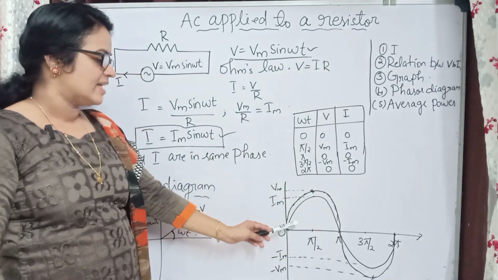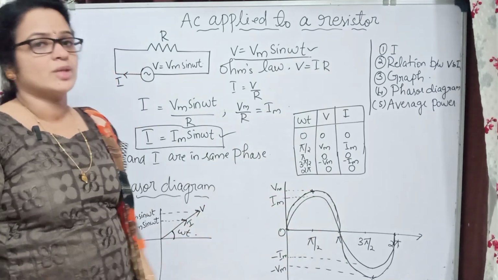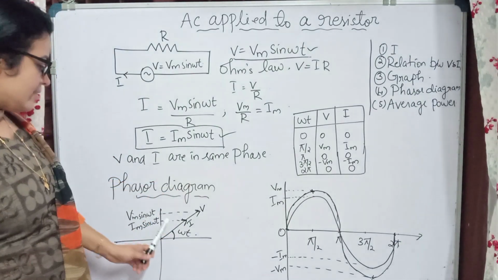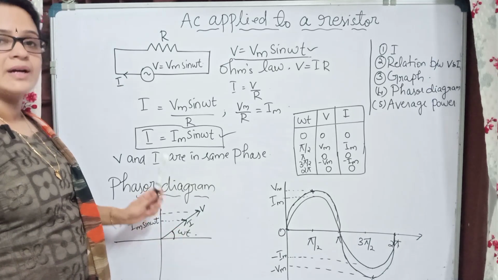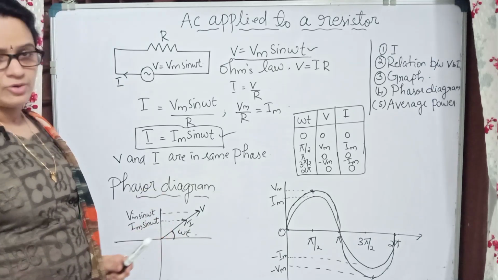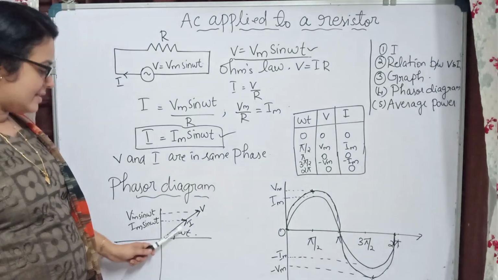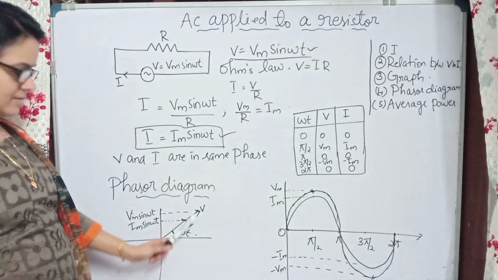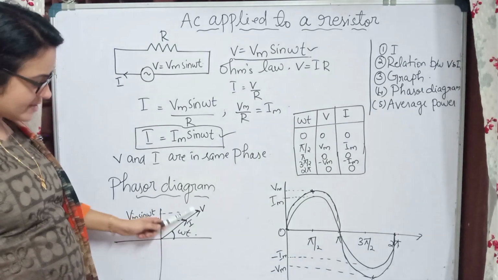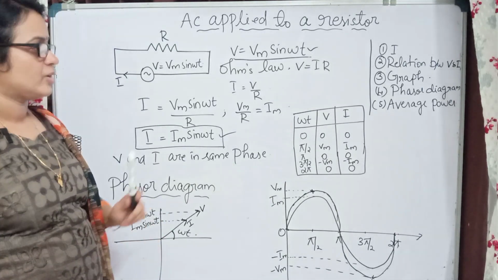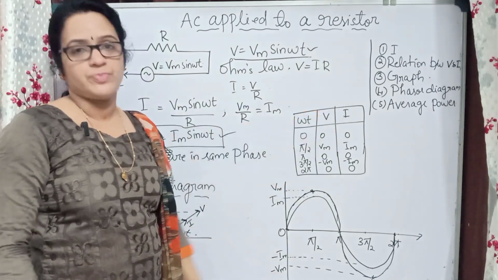Here we can see that there is no phase difference between the current and voltage. For the phasor diagram, we have to mark both the current and voltage in a single graph. Here we get omega t as the angle, and we can rotate it continuously throughout this angle. So that is the phasor diagram. Now we can discuss average power.